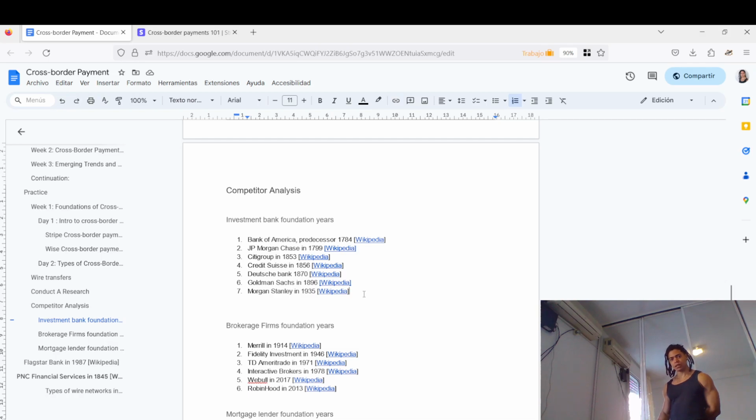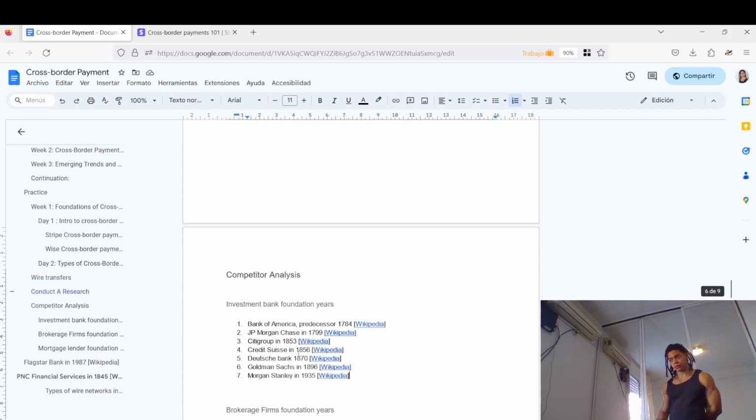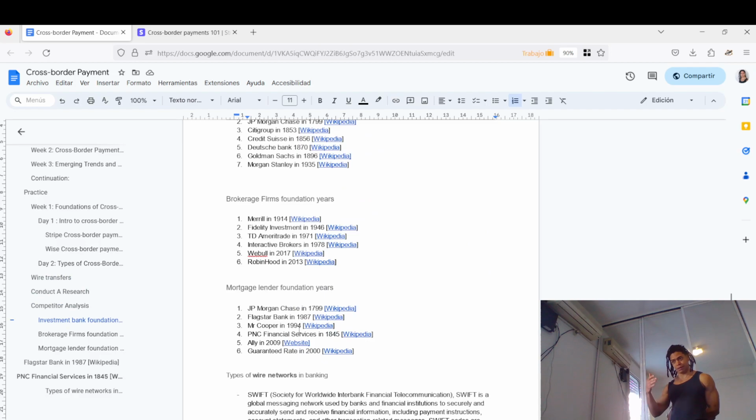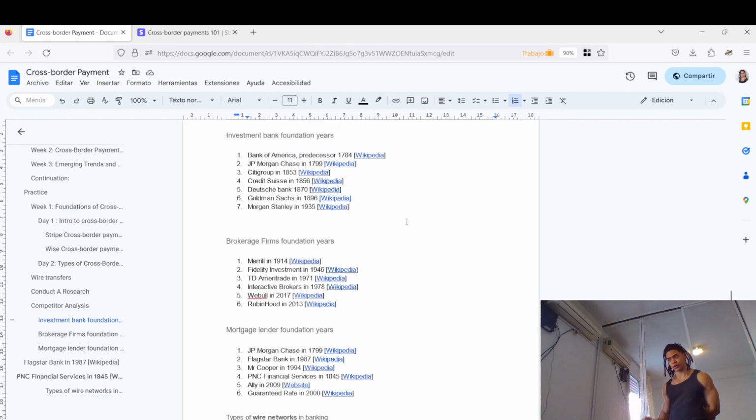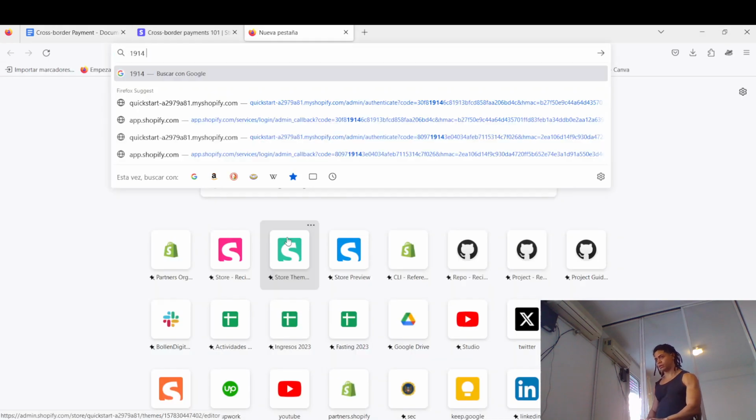Another type of financial institution is, as I mentioned here, brokerage firms, where they act as a middleman between the buyer and seller that want to buy and sell stocks. For example, Merrill, which is a subsidiary of Bank of America, was founded in 1914. It is funny because it was founded in the year of the First World War.